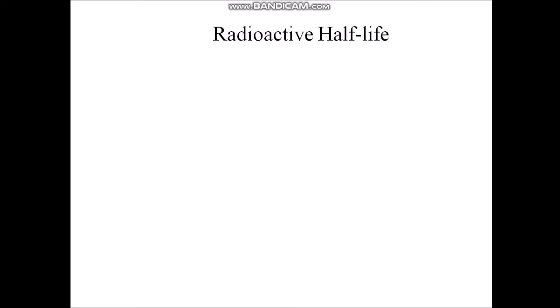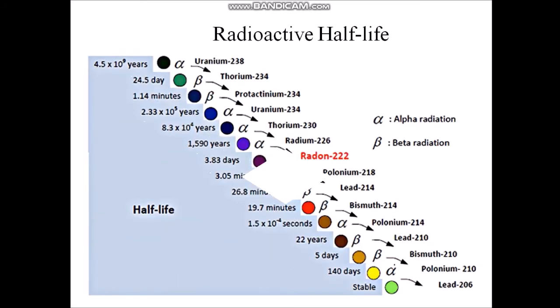Now let's have a look at the different radioactive half-lives. You can see uranium: 4.5 times 10 to the power of 9 years. 10 to the power of 9 is billion. Thorium takes only 24.5 days. Protactinium takes only 1.14 minutes. Uranium-234 takes 2.33 times 10 to the power of 5 years.